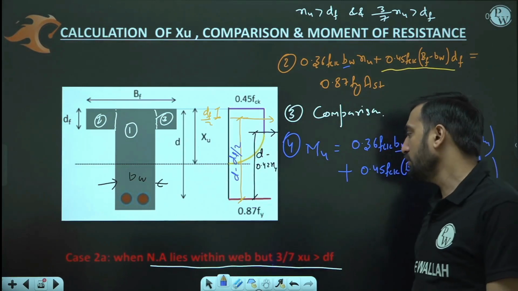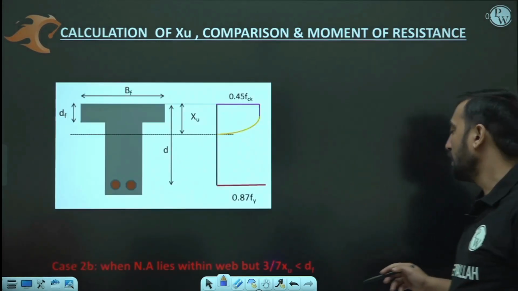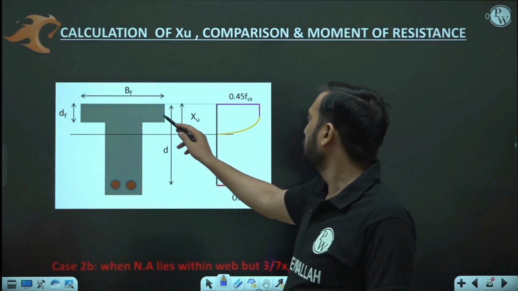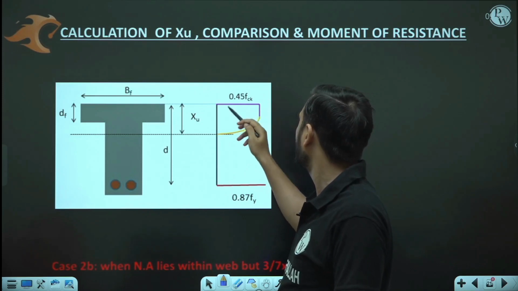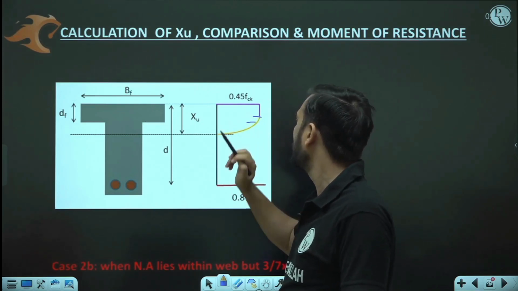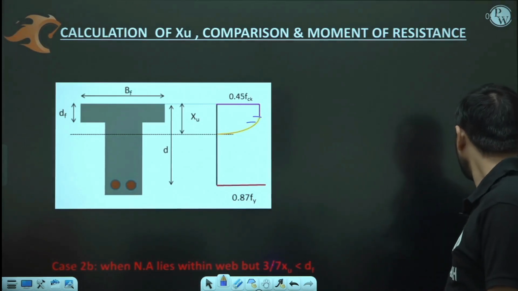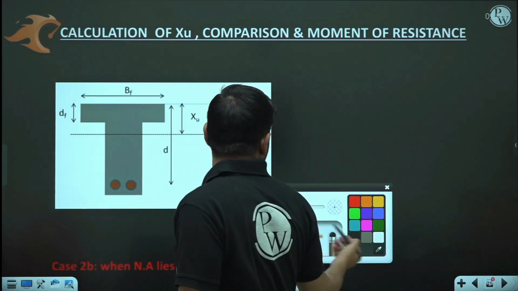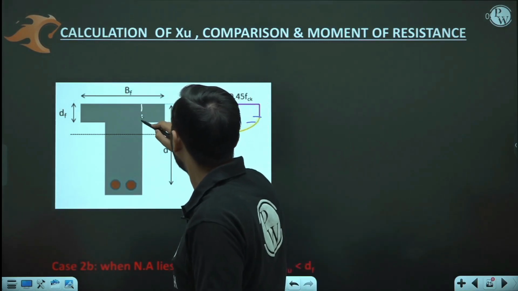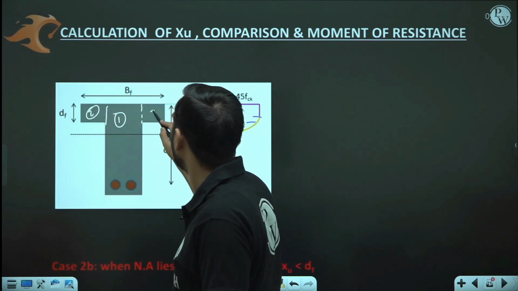Now the next is the third case, when you can see that some portion of the flanged portion is going to lie in the rectangular stress block, and some is in the parabolic stress block. So let's see. Again, I can divide this flange portion into 3 parts. This is part number 1, this is part number 2, and this is part number 3.